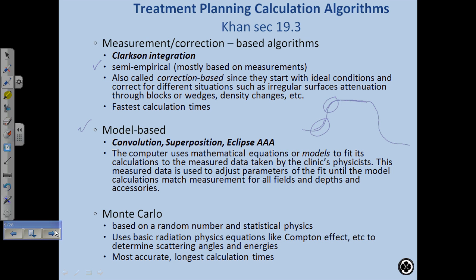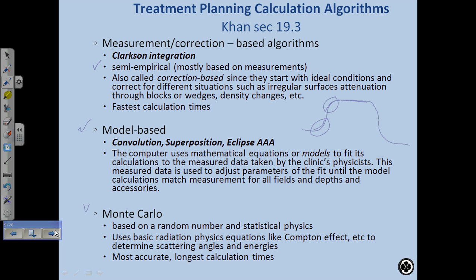Monte Carlo is the third one, and Monte Carlo you've heard before, and that's based on random numbers and statistical physics and basic physics principles. It uses basic radiation physics like Compton effect, etc., to determine scattering angles and energies. It's the most accurate, but it has the longest calculation times. You can buy Monte Carlo algorithms today.